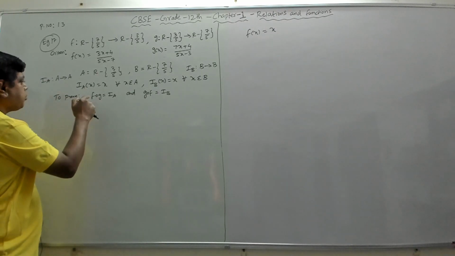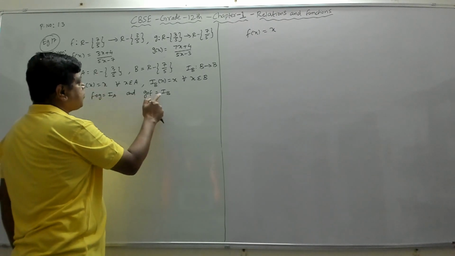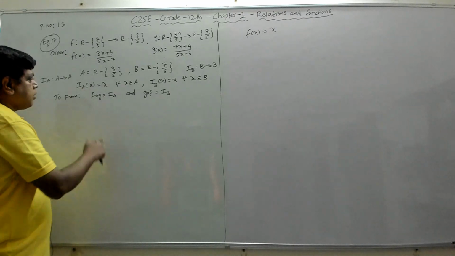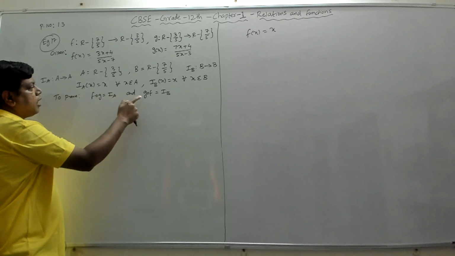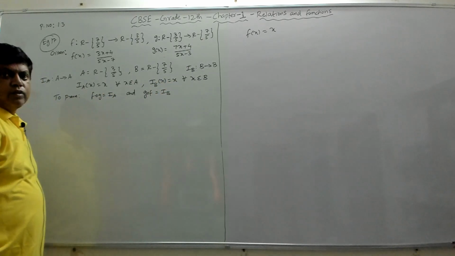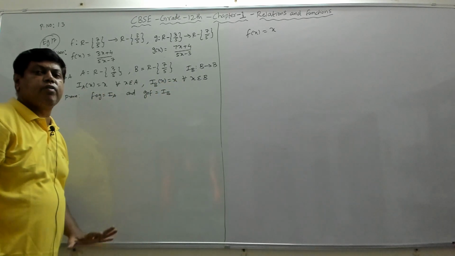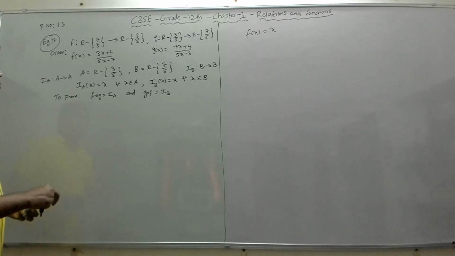Now what we have to prove? We have to prove f of g is IA and g of f is IB, which means you have to prove f of g of x is x and g of f of x is x. That's what you have to prove. If you prove that, then it becomes an identity function. Fine. Now how do you prove this? A solution.